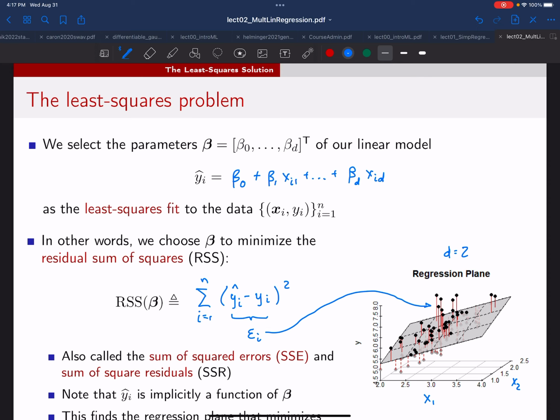This plane is going to be parameterized by three numbers: beta 0, which is the intercept, right? That tells us where it crosses this axis. And then we have two different slopes. We have the slope in this direction, and we have the slope in that direction. So with those three parameters, we can move this plane anywhere. Okay, this is the special case where we have two features.